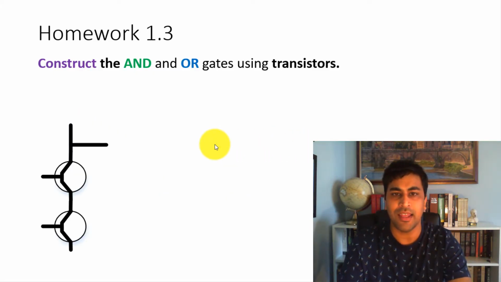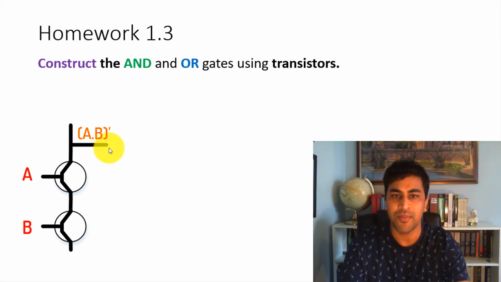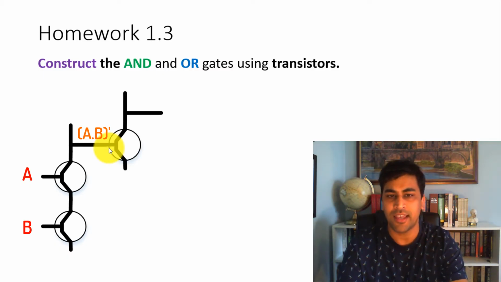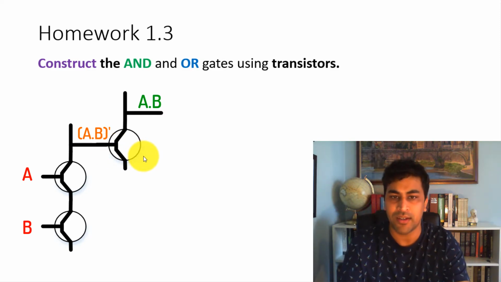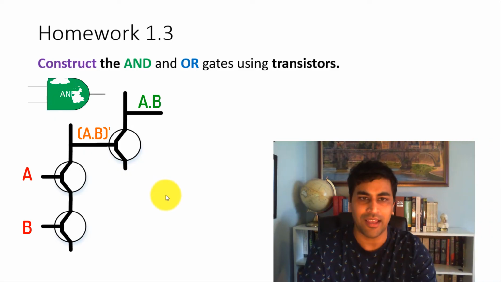To construct an AND gate, recall that if we wanted a NAND gate, we would need only connect two transistors in series. If we do this, then our A and B will output A NAND B. In order to convert this NAND gate into an AND gate, we need only add a NOT gate to the end of it. And the NOT gate is represented by one transistor. So this is the transistor diagram for an AND gate.